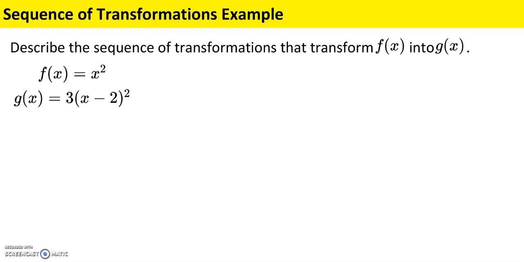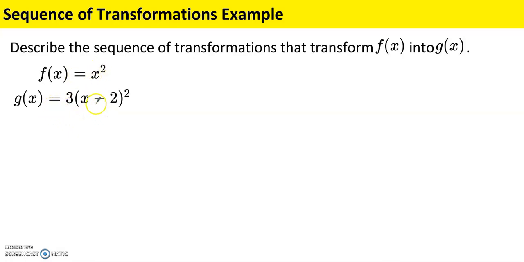Okay, the items we're going to look at now don't ask you to make the graph of a function given its parent function, but they do ask you to describe what that sequence of transformations would be. So here the parent function f of x equals x squared, and a related function in that family, g of x equals 3 times (x minus 2) squared. So all we're really asking you to do here is describe what the sequence of transformations would be.